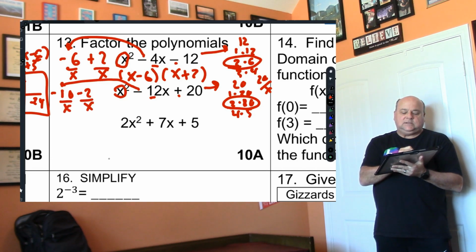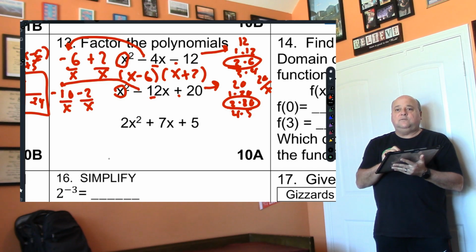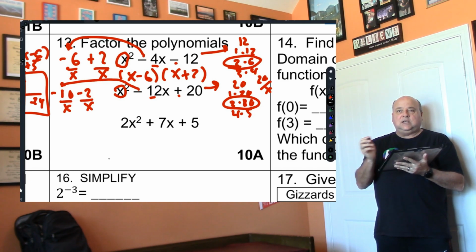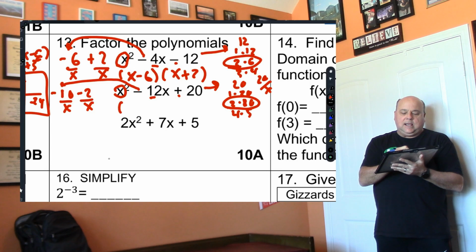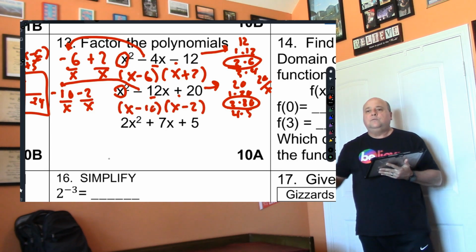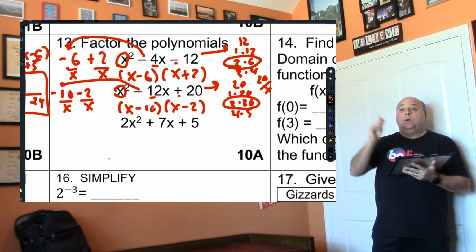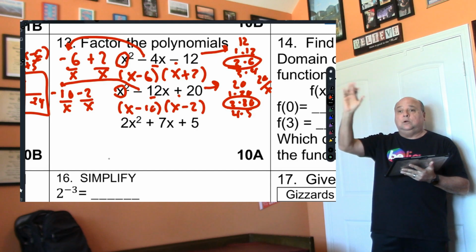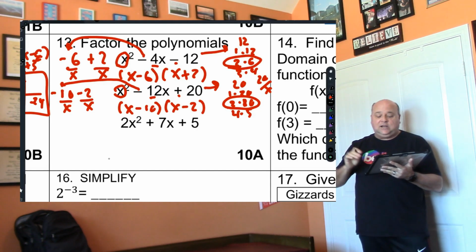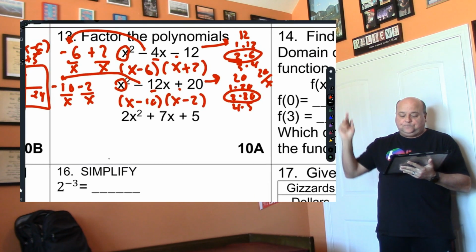So x and x. Notice, negative 10 times negative 2 is 20. x times x is x squared. So it's going to be x minus 10 and x minus 2. Those two, if you multiply them, you'll get the problem, okay? Remember also, the factors and the zeros are opposites. The factors and the zeros are opposites.